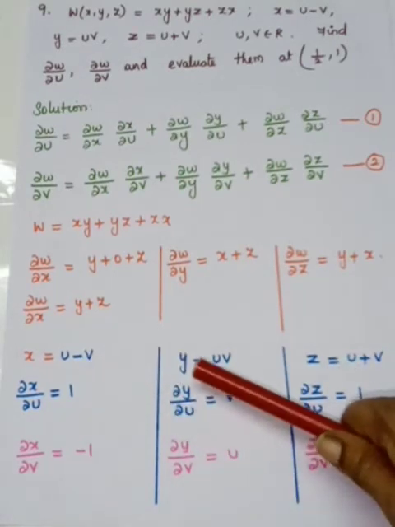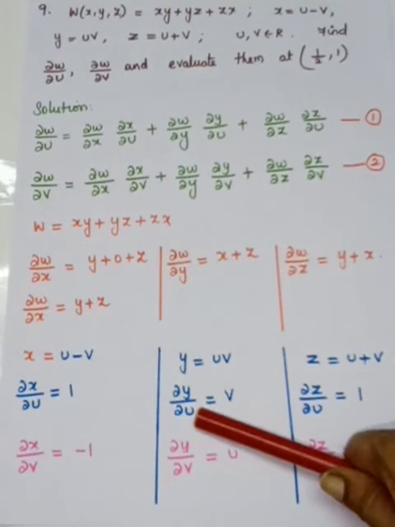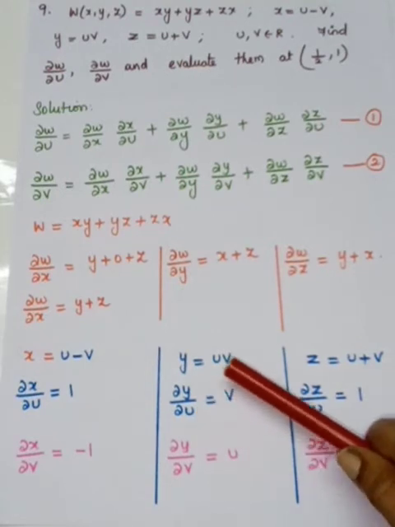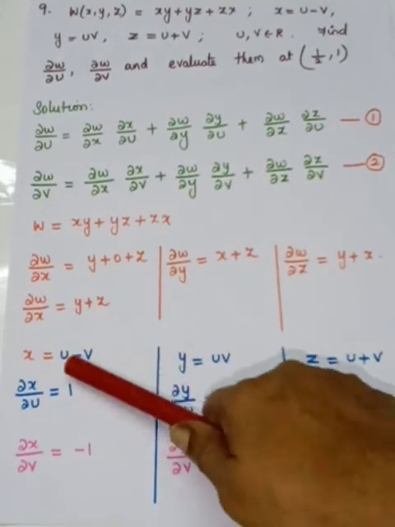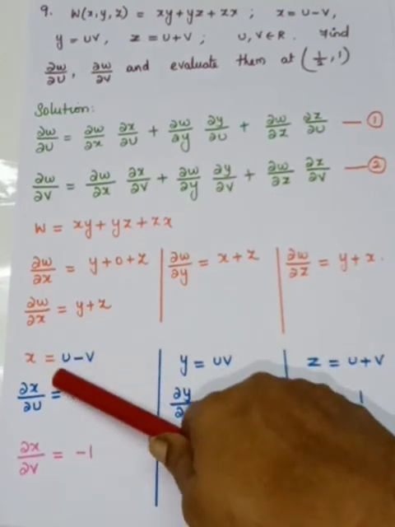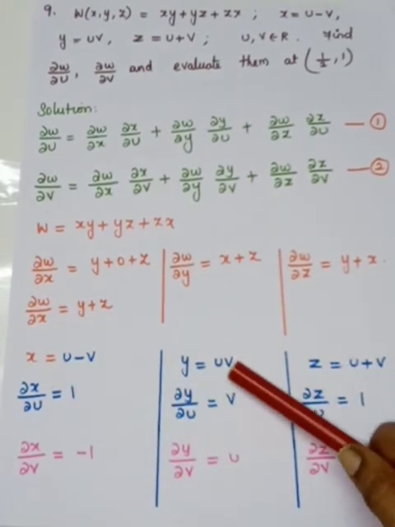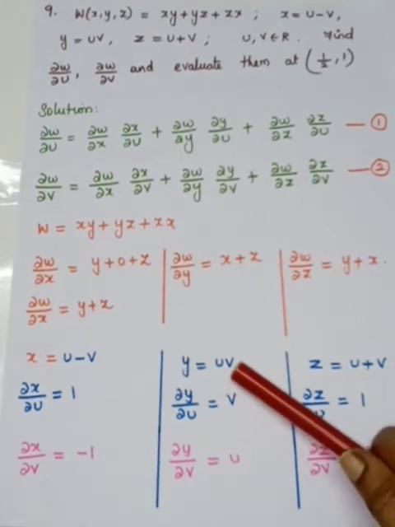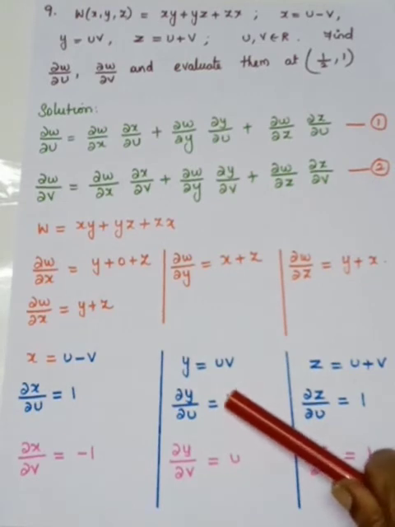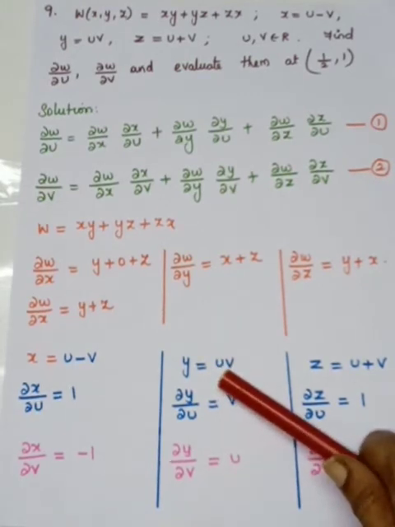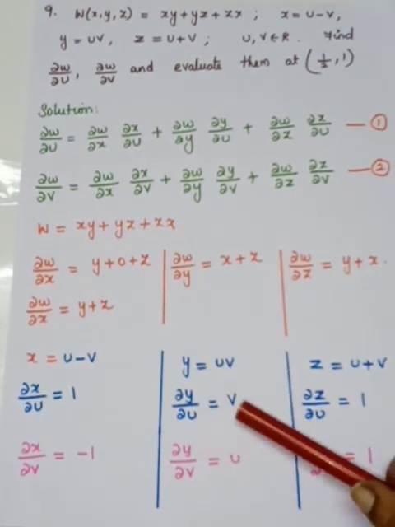The same way, come here. Dou y by dou u. V is a constant. So here it is a product. Here it's a subtraction, so I have differentiated the first term and the second term. Here they are in the product. So if they are in the product, first you have to take the constant out. So what is the constant? V. So it is written out. So remaining is what? U. The differentiation of u with respect to u is 1.